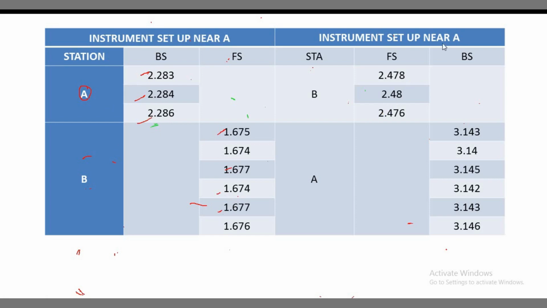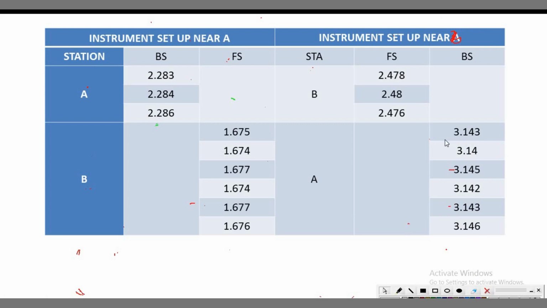Tapos, nilipat niya yung instrument. Sorry, this should be near B. Nilipat niya yung instrument sa tabi ni B. Kumuha siya ng foresight na tatlo. Tapos, kumuha siya ng backside na 6. So, this is the data. The actual data from the survey for the reciprocal leveling. Pakipalitan po ito. This should be near B.